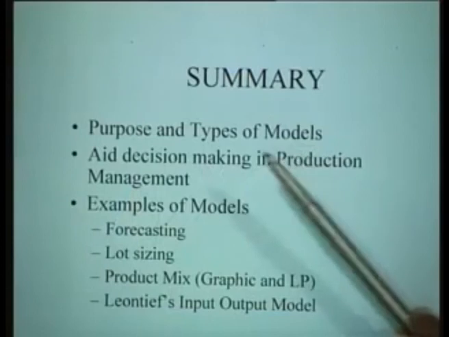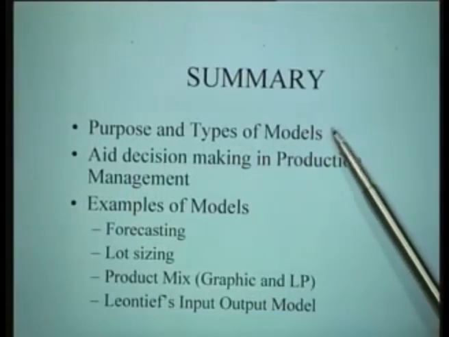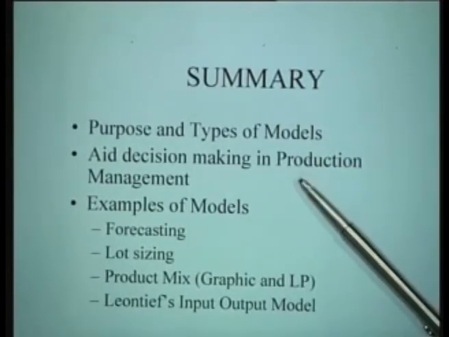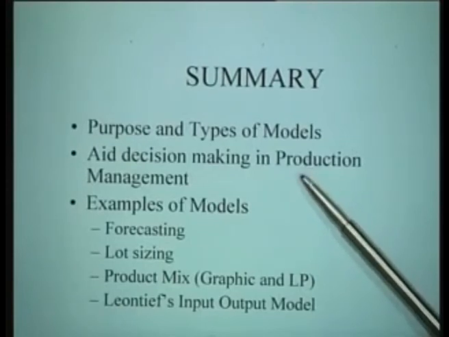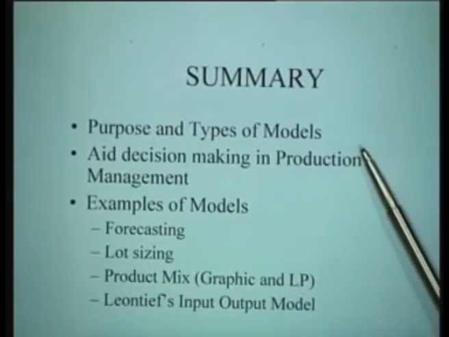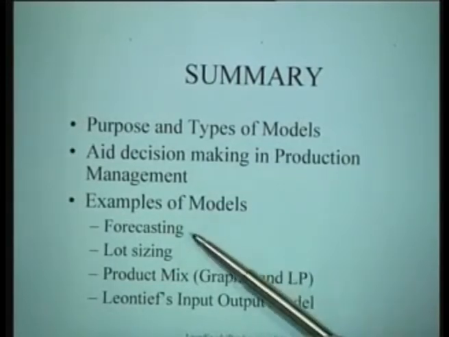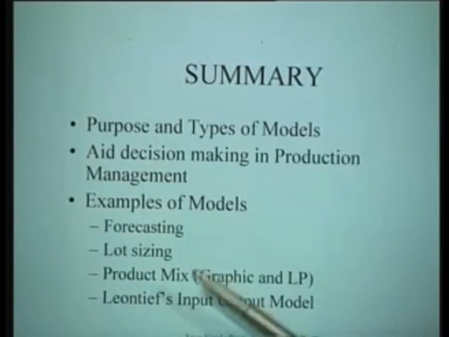Finally, let us summarize what we have tried to do in this class. We have tried to look at the purpose and types of models that are there for decision making, and the basic theme was that all these models aid decision making in the production management situations. We took some examples of models. We looked at a forecasting model, a lot sizing model, a product mix model for graphic and LP, and also an example of a macro model like a Leontief input output model.